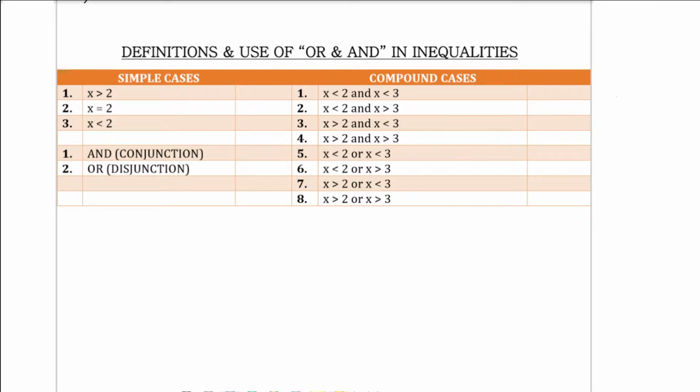Now, if you have already referred to my earlier session on inequalities, you would have come to know by now that the words "or" and "and" in a certain sense are mutually exclusive to each other. When I say exclusive to each other, the point that I'm trying to make here is the word "and" is a synonym to the word conjunction, which means together.